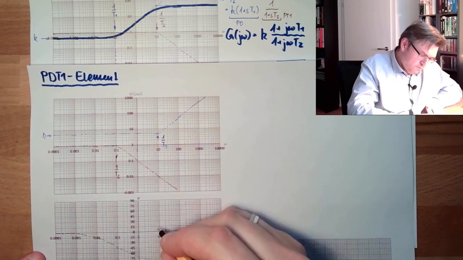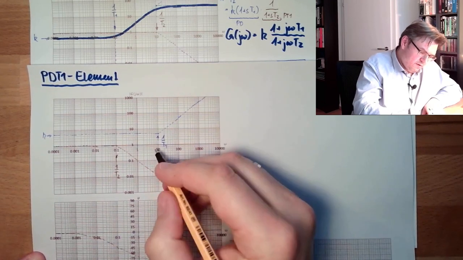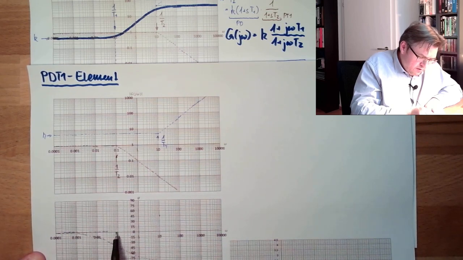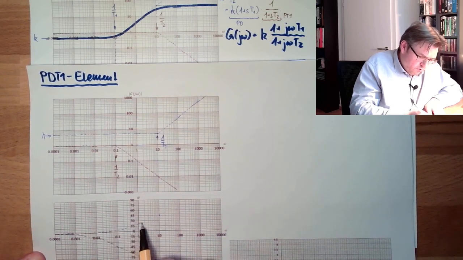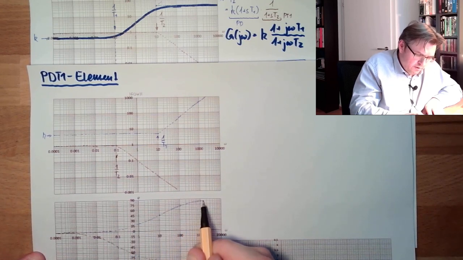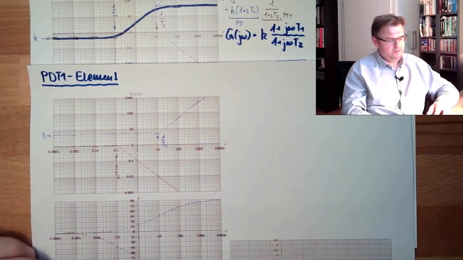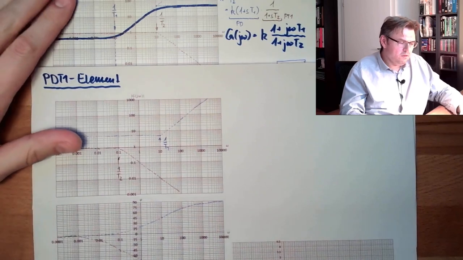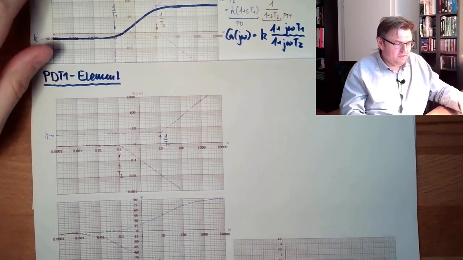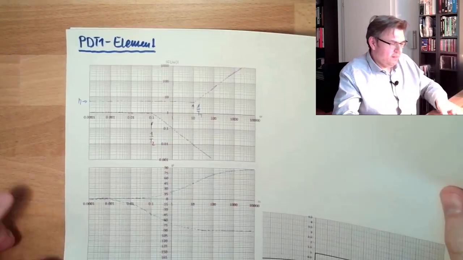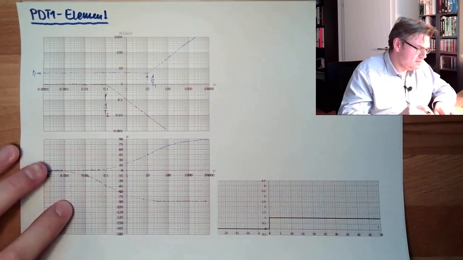And here we have plus 45 degree. At exactly this frequency. We will remain 0 here. We will then start to grow. And we will slowly go to plus 90 degree. Now we have the case that T1 is smaller than T2, the other way around. Let's have a look what it means.